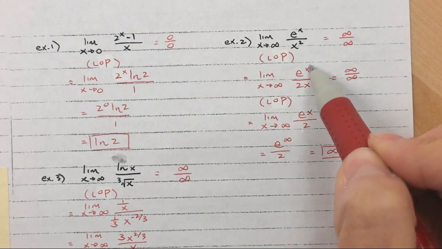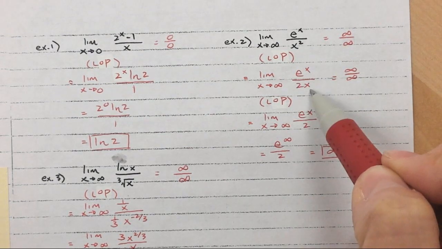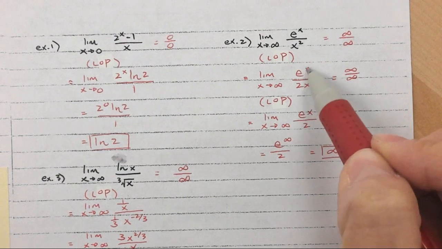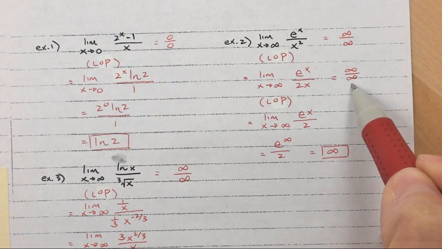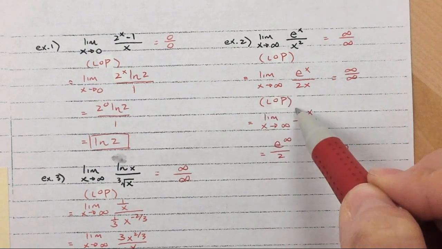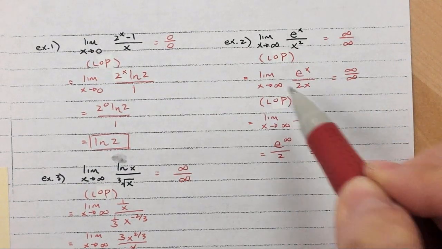That's no good, because what I can see is this infinity is possibly smaller than this infinity, but I still need to check by doing L'Hopital's. So this happens, no good. I do it one more time. So I did it once, now I do it again.